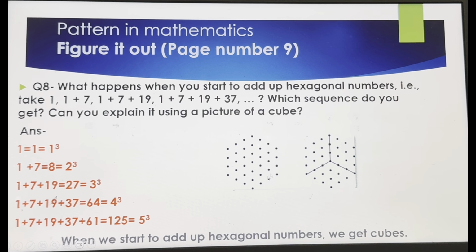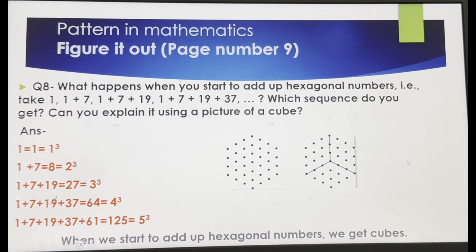Now let us see this through a picture. Just see this picture. This is a hexagonal number. And from these hexagonal numbers, when we are adding, we are getting a cube. These lines give you a 3D effect, right? So you can understand this better through this picture.